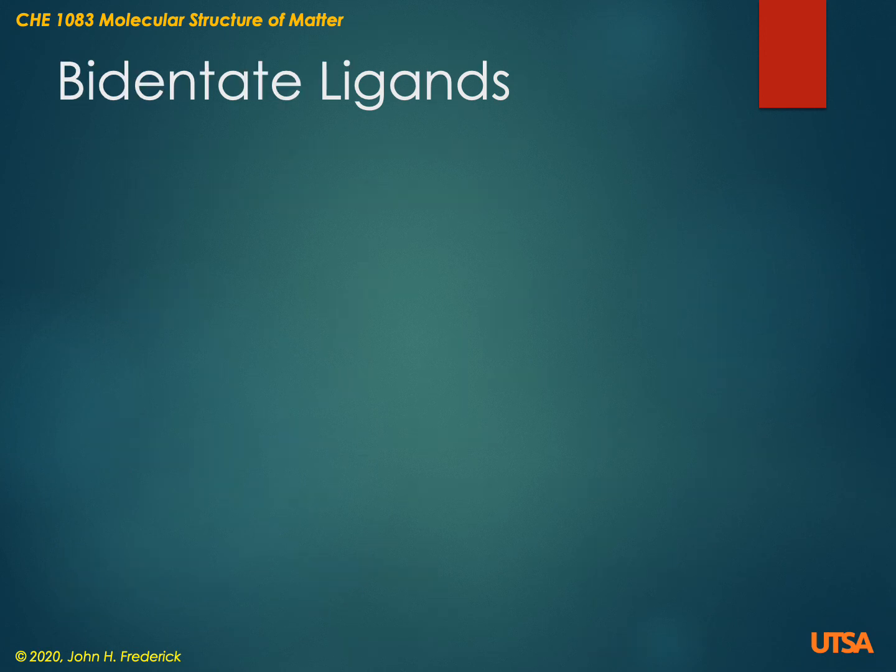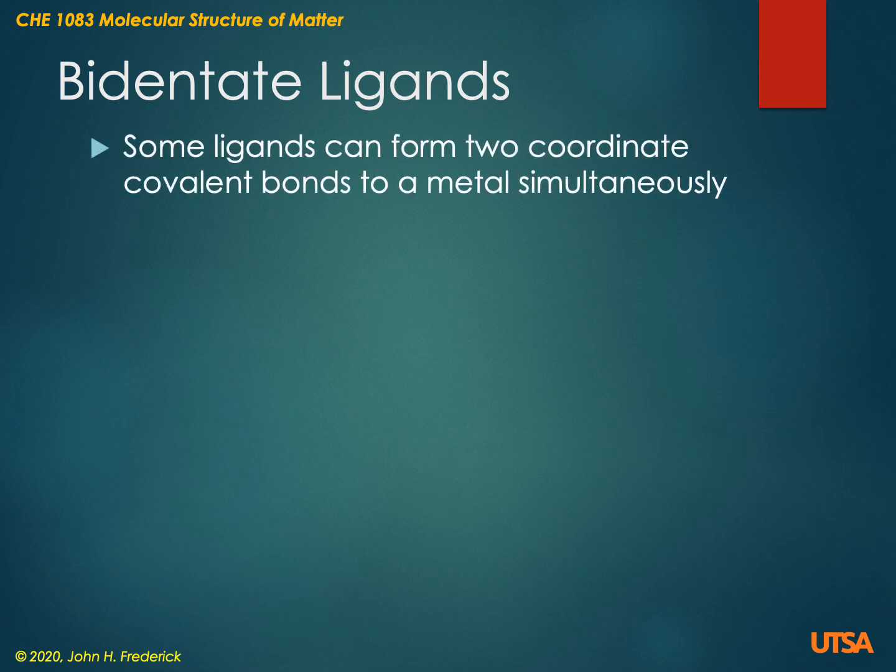We can also have bidentate ligands. What is a bidentate ligand? Well, these are ligands that can form 2 coordinate covalent bonds simultaneously to a metal. So they have 2 nucleophiles that are separated enough that both of them can access empty orbitals on the metal. Bidentate, again from Greek roots, really means 2 teeth. So you can think of these ligands as being teeth that bite into the empty orbital on the metal.